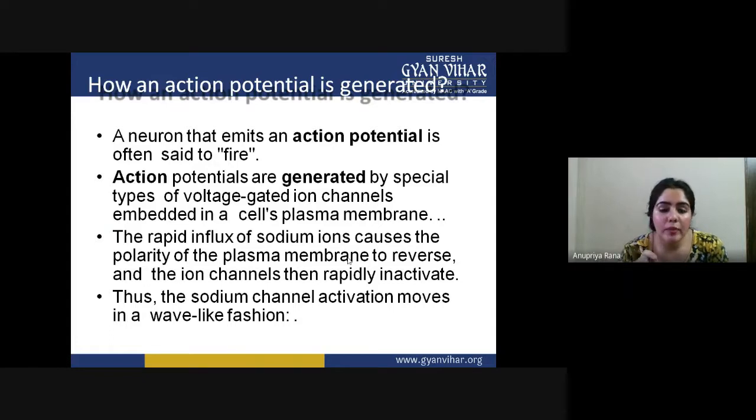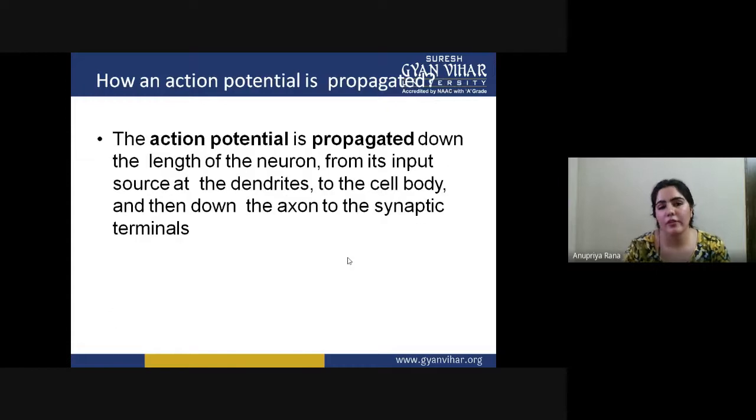Now, the sodium channel activation moves in a wave-like fashion. So basically, these channels rapidly inactivate, and the sodium channel activation moves like a wave along the membrane. First, the ion channels are inactivated. Now, what channels will be formed inside the membrane? Those are the sodium channels.